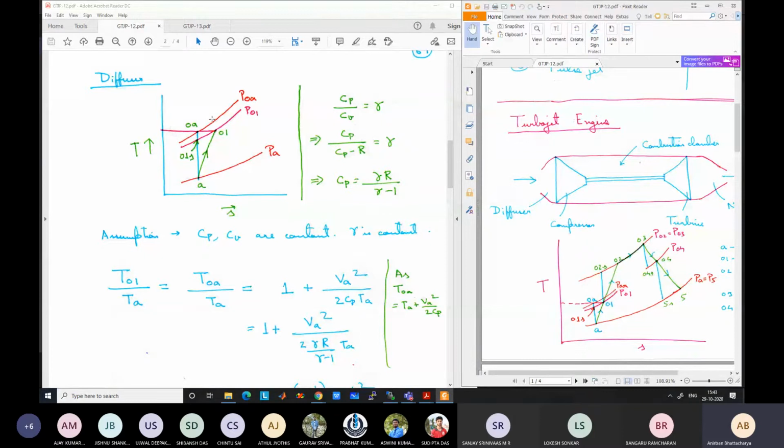So what is happening is there is pressure loss. We can either define an efficiency parameter in terms of the pressure losses, or we have to come up with some other idea to define the efficiency parameter. So let us see how to define the efficiency in terms of pressure losses, and then we will come to the isentropic efficiency of the diffuser.